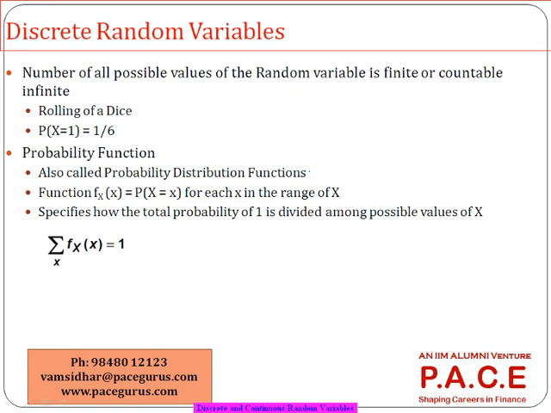Or even if I can count it, but it is very large, then it's better to assume it as continuous itself. Only if there is a very finite number of outcomes will I look at it as a discrete random variable.